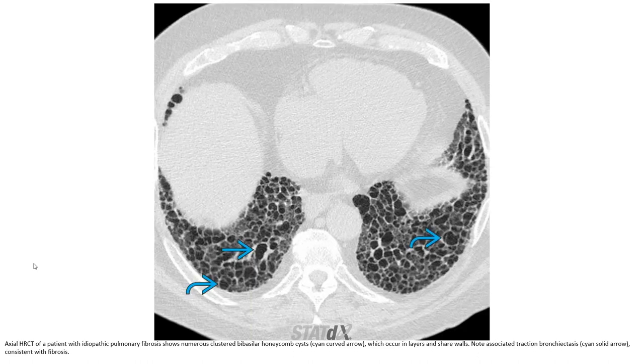Axial high-resolution CT of a patient with idiopathic pulmonary fibrosis shows numerous clusters of basilar honeycombing, which occur in layers and share cell walls, associated with traction bronchiectasis.